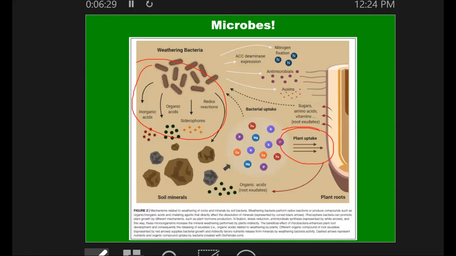And so all of these bacteria and fungi, these so-called beneficial microbes, are doing many, many things for the plant. And right now we're focusing on the idea that they can release minerals off of the soil particles so that the plant has an easier time.